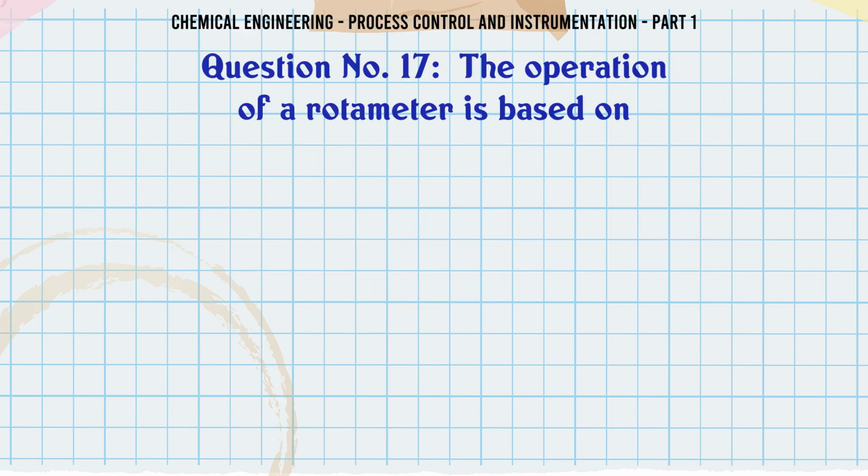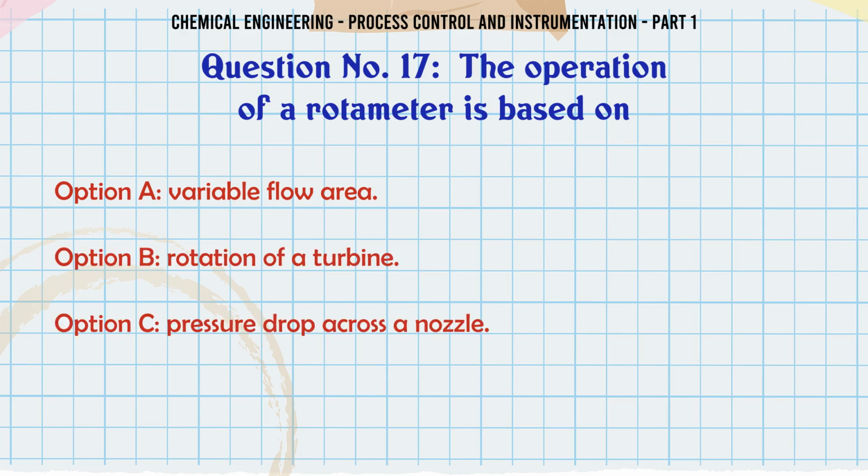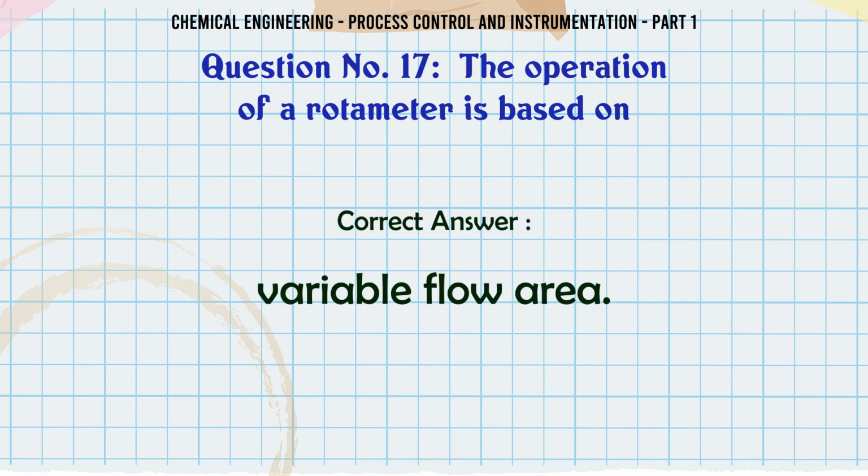The operation of a rotameter is based on A. Variable flow area, B. Rotation of a turbine, C. Pressure drop across a nozzle, D. Pressure at a stagnation point. The correct answer is variable flow area.